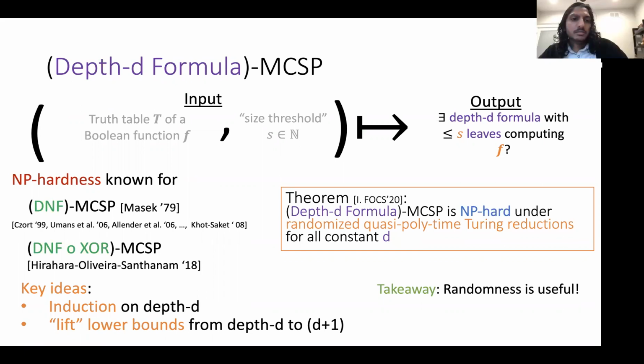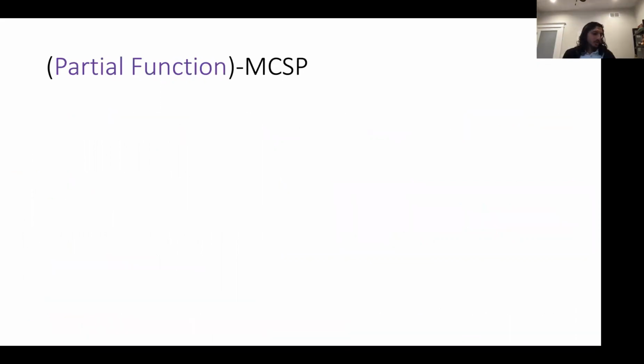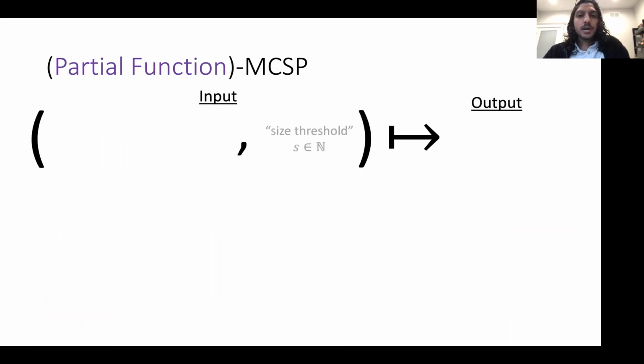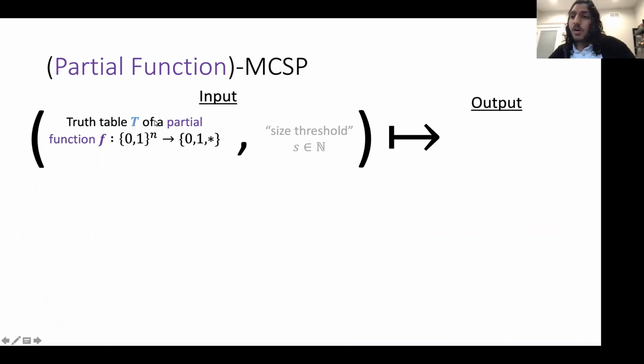All right, cool. The other takeaway that I'm going to talk about in the application is an example of different looking lower bounds. And the other hardness result we prove is about a partial function version of MCSP. This is a very natural extension of MCSP, where instead of a truth table defined on all of its values, the truth table could have star values in it, where you don't care whether a function outputs yes or no.